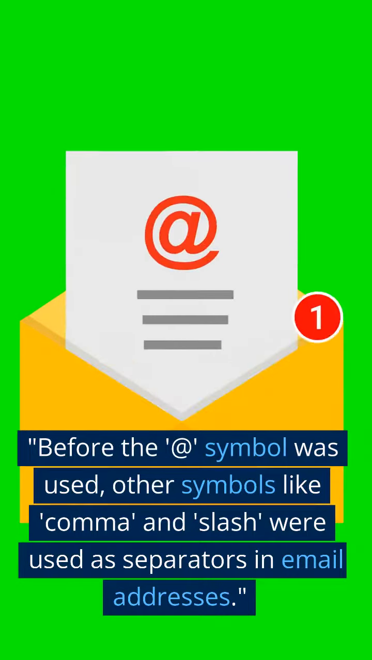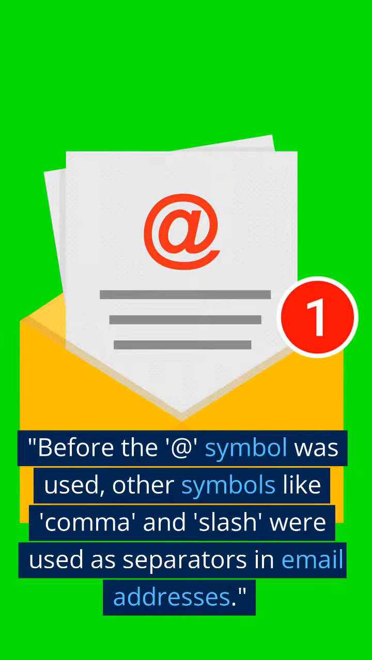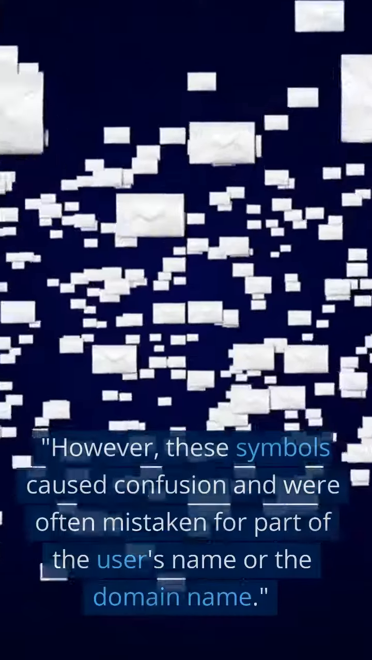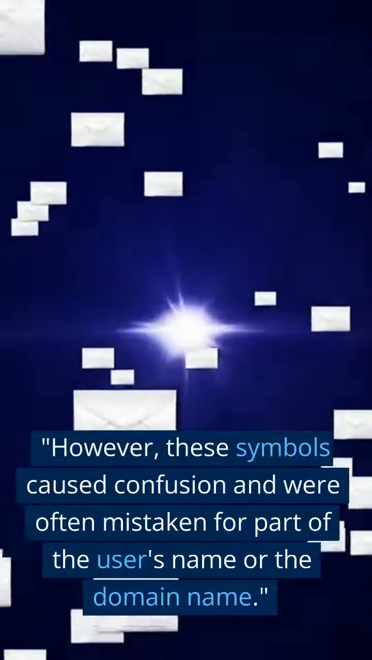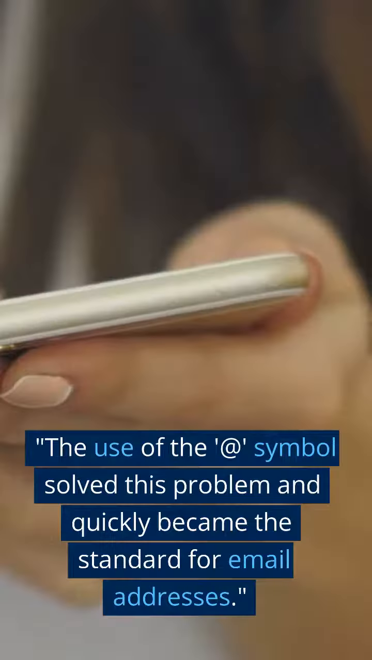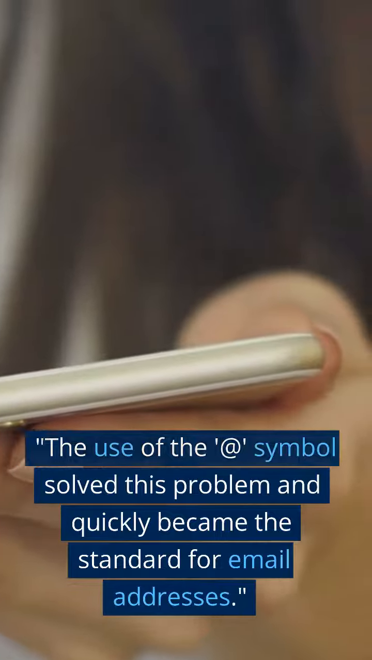Before the @ symbol was used, other symbols like comma and slash were used as separators in email addresses. However, these symbols caused confusion and were often mistaken for part of the user's name or the domain name. The use of the @ symbol solved this problem and quickly became the standard for email addresses.